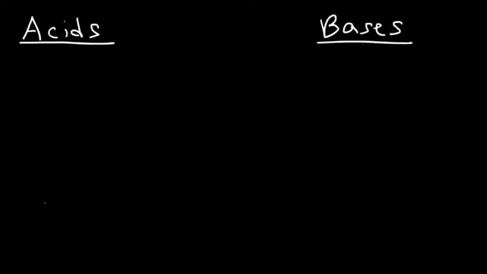In this lesson, we're going to focus on the basics of acids and bases. So one of the first things that you need to be able to do is identify an acid or a base if you're given the chemical formula of it. Acids typically have a hydrogen in front of them.